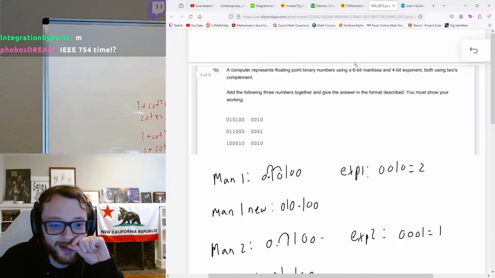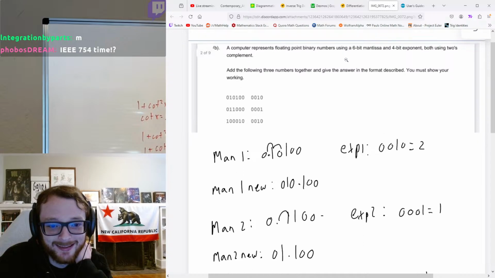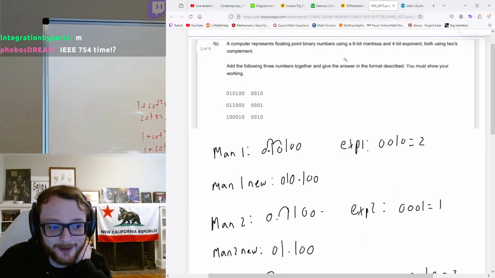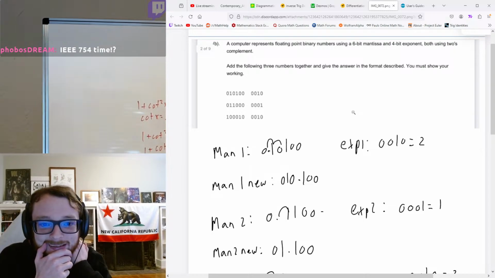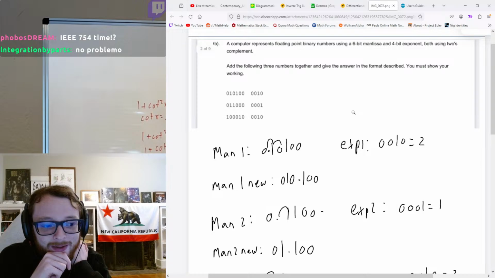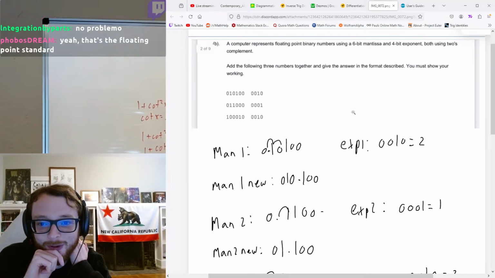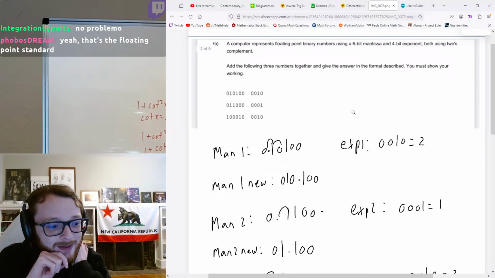IEEE 754 time. Is this the standard for it, Phobos? You probably remember this better than I do. It's been a minute since I've done this. Following the numbers, give the answer in the form I described. That's floating point standard. Oh, okay. This is like some weird 10-bit stuff. Like, why would you want a 6-bit mantissa and a 4-bit exponent? That seems super weird.